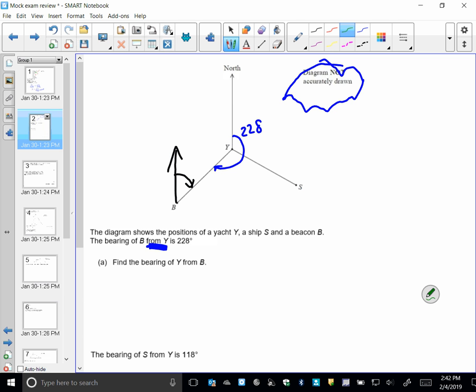Would you be able to find the angle where it says y? Yes, you totally can. How can you work out that green one? Perfect. Does anyone know what that is? 132. 132? Now, how's that going to help us find the black one?